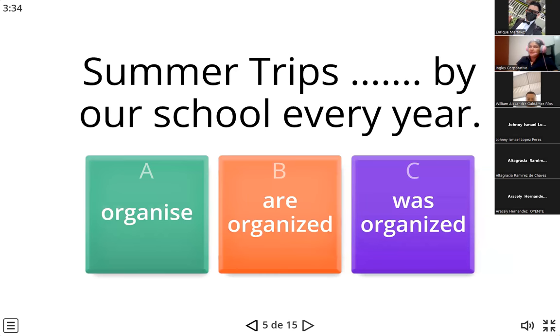Okay, summer trips. Was organized. We are using here plural porque le hemos agregado la letra S. Entonces, si es plural, vamos a utilizar are. Summer trips are organized by our school every year.